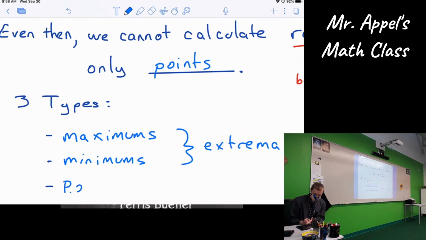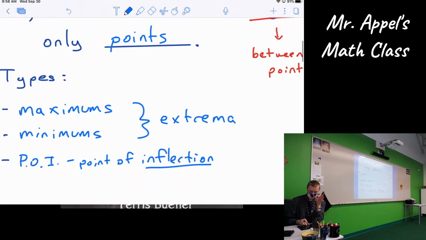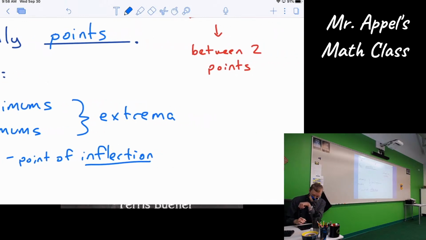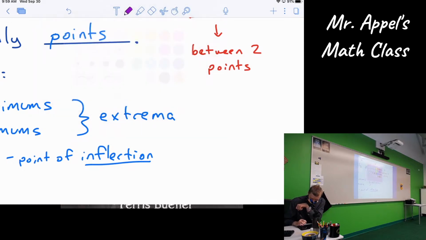sometimes called a POI, a point of inflection. And this is a very special kind of point that is not going to concern us yet, because it doesn't affect increasing or decreasing. This is a point where, let me draw a quick sketch here.